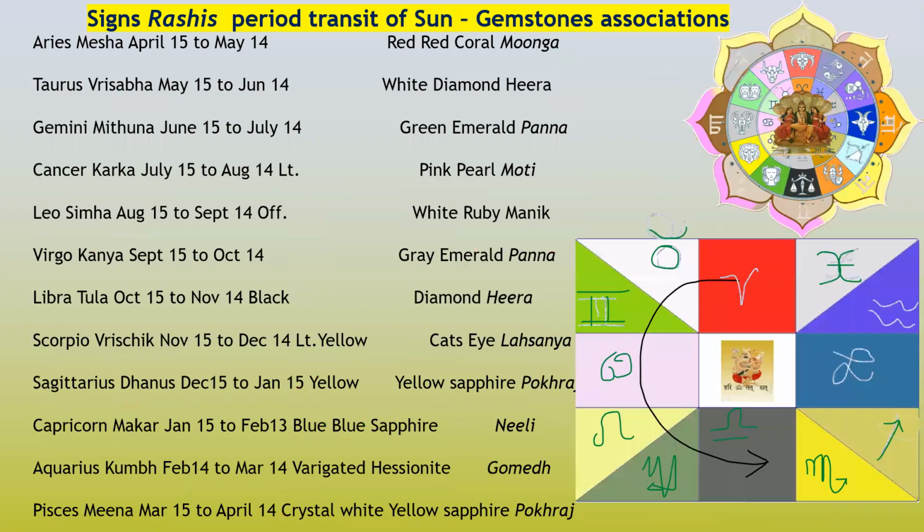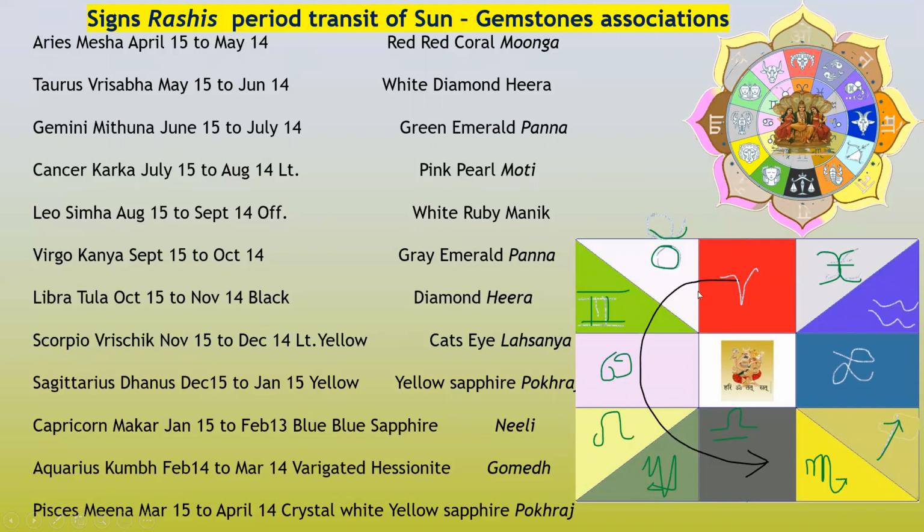Yeah. Okay, so now here we have the Rashis: Mesha, Vrishabha, Mithuna, Karka, Simha, and I've given, I don't know, there's been a little bit of a typo here. Anyway, I've given the dates for it, so do have a look. And the corresponding color, as well, I've given in the box here.